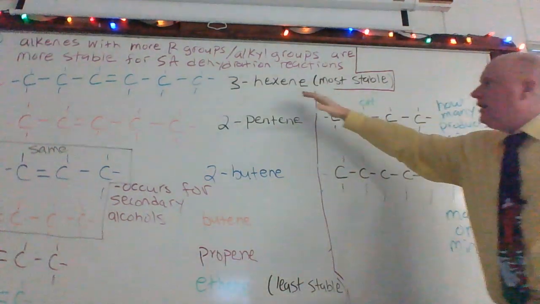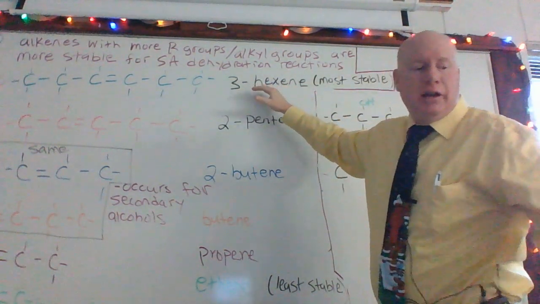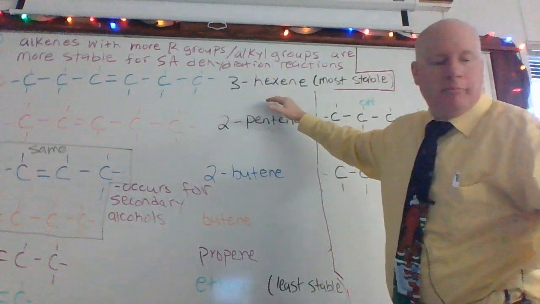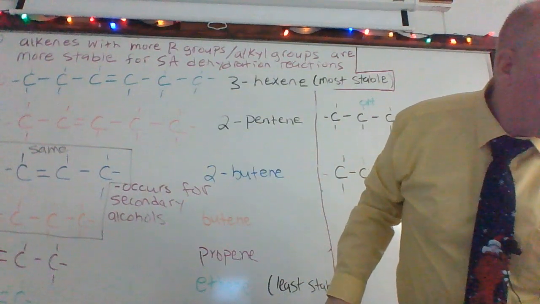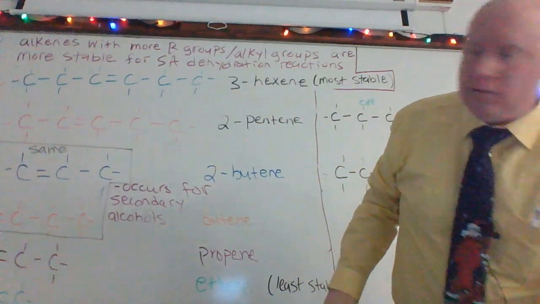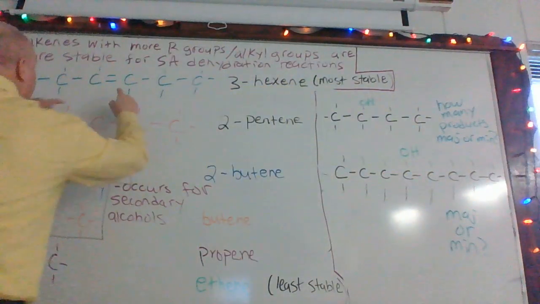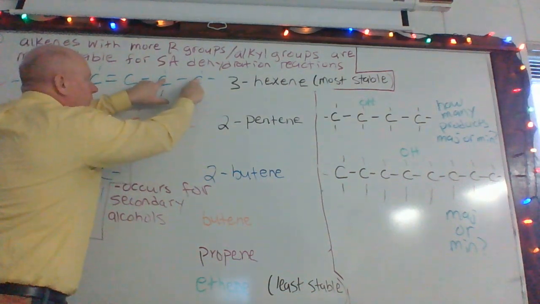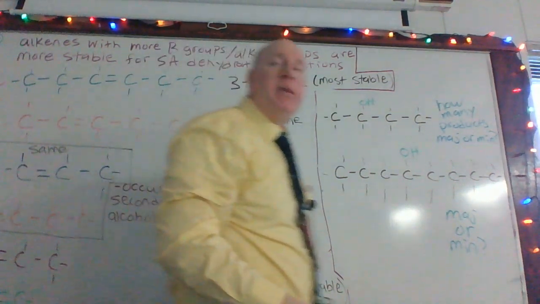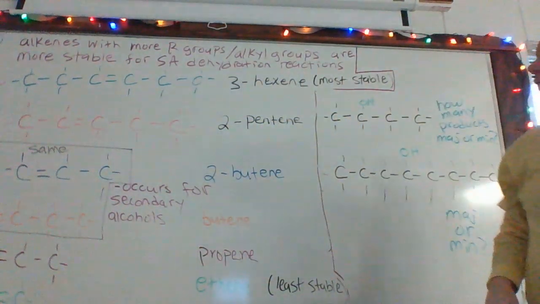So what it's saying is, for instance, it doesn't tell you that on page 388, but it says R2 carbon, double bond carbon, R2. So what that means is here's your double bonded carbon, and there are two alkyl groups on this side, and two alkyl groups on this side. That is by far the most stable.